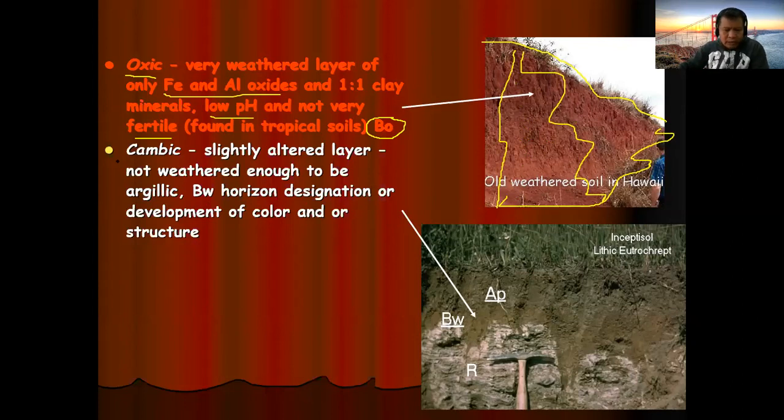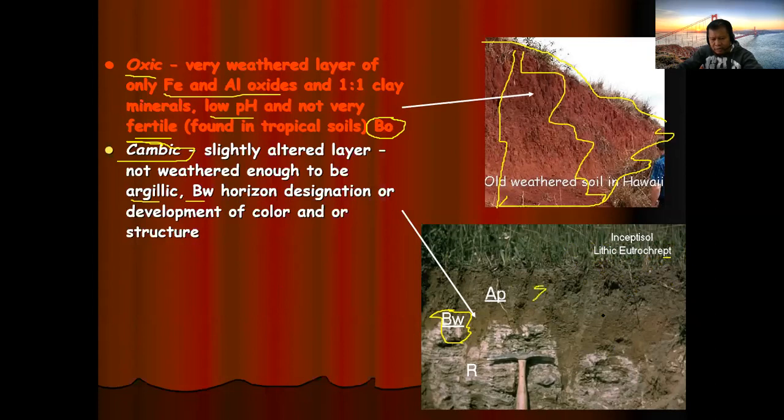So, another one that we can observe in the diagnostic subsurface horizon is the cambic, no? This is a slightly altered layer, not weathered enough to be argillic, represented by BW in the horizon, such as, for example, in this picture, right? B horizon designations show development of color and or structure. So cambic usually has lime, no? An example, mayroon tayong soil name in here. Inceptisol soils, tawag ito ay lithic eutrocrept.